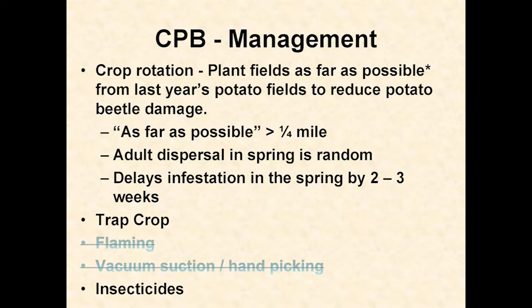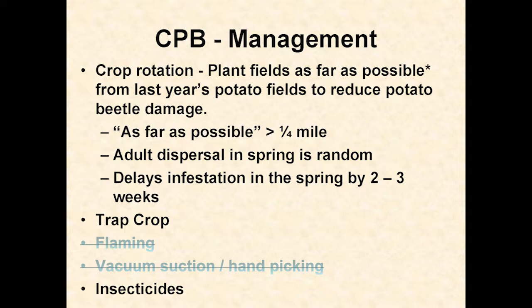Oddly enough, our East Coast potato growing friends say that when they moved the potatoes a quarter mile away, it helped. So in this case, crop rotation, quote, as far as possible, seems to make a difference. And it's partly because the beetles aren't really good at flying in the springtime and they disperse at random. They may get to that potato patch half a mile away, but it's going to take them longer to get there, and by that time the potatoes have grown a little more. So this is one where we do talk about crop rotation.